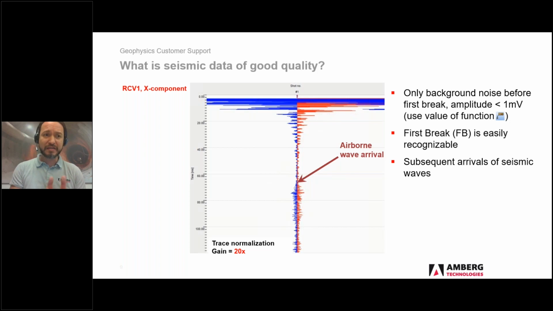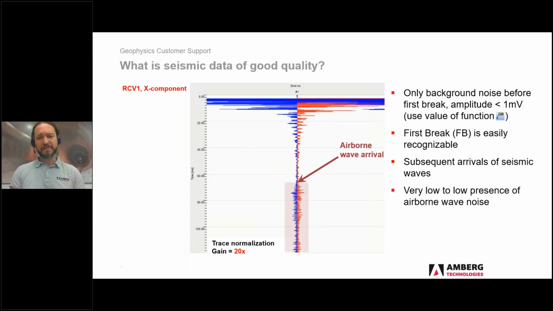Even though in this receiver we will also see some arrival of the direct wave, what is important is that we have a very low to low presence of the airborne wave. In the best case, of course, we should not have this noise of the airborne wave, but this is not always possible because we are in a tunnel and we will have this wave traveling inside the tunnel. So we can identify here the presence of the airborne wave.